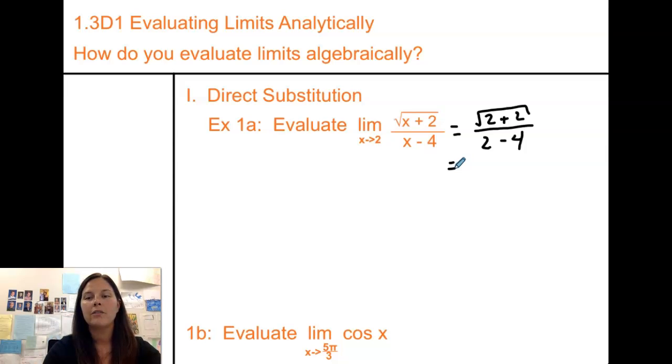In the numerator, we have 2 plus 2 is 4, the square root of which is 2. In the denominator, we have 2 minus 4, which is negative 2, and 2 divided by negative 2 gives us negative 1. So that is not only the value of the function at 2, it is also the limit because the function's continuous at that point.